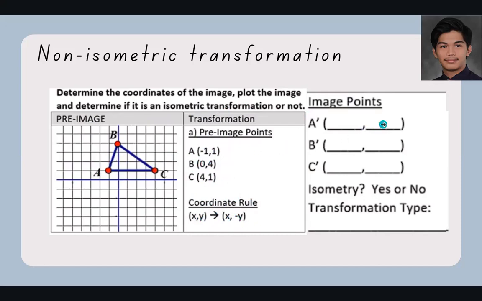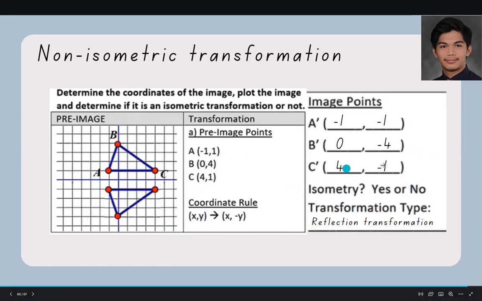So x will become -1 and y will become -1. X will retain while y will become -4. And as for c, 4 will retain and 1 will become -1. Now, the next step would be to insert these points into this coordinate plane, which we will get this figure. And as you observe from this image, we can tell that this is actually a reflection transformation. And is it an isometry? Yes. So that's how it is performed in the coordinate rule.